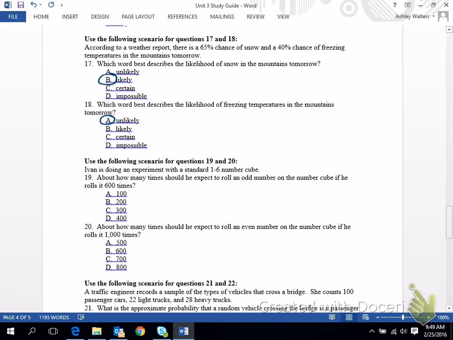For 19 and 20, it says to use the following scenario. Ivan is doing an experiment with a standard 1 to 6 number cube. About how many times should he expect to roll an odd number on the number cube if he rolls it 600 times? Well, we have 3 odds out of 6 numbers, so how many odds should that be out of 600 times? You can cross multiply and divide here, and you would get 300, or you can say that there is a 1/2 chance of getting an odd, and we're going to do that 600 times, and again you would come up with 300. So 300 is the correct answer here.